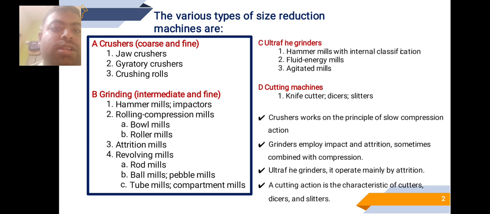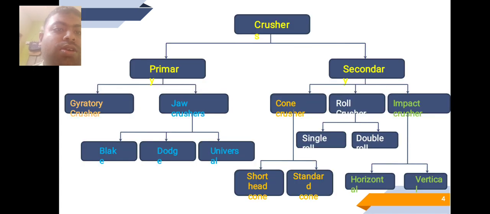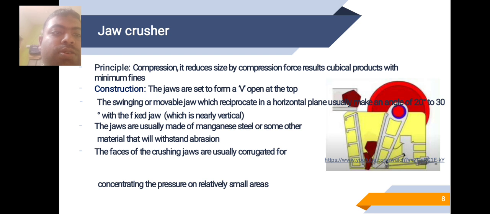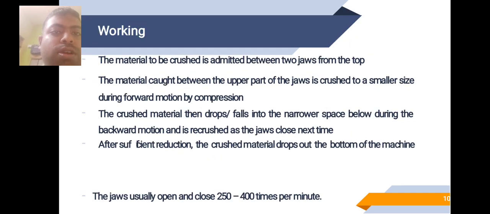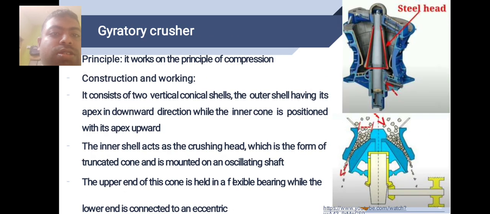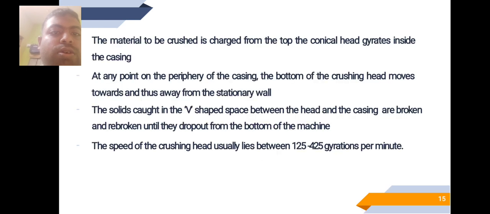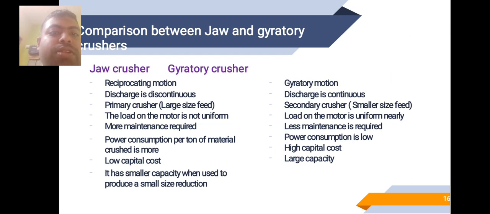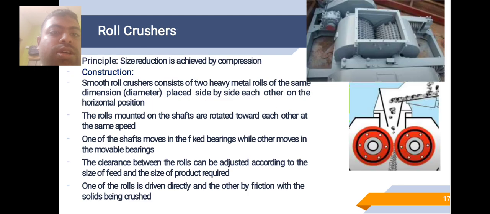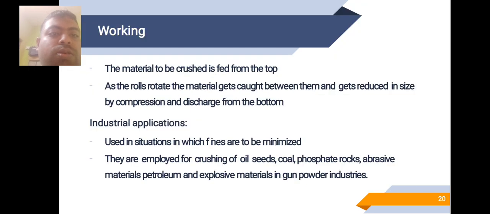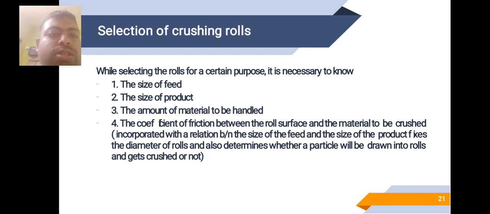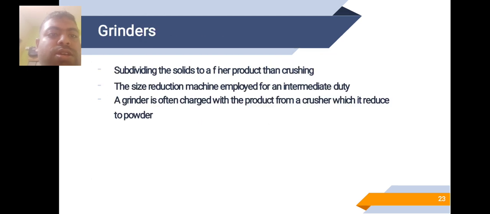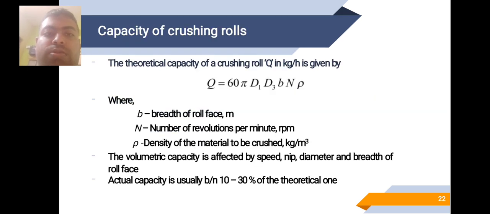These are the crushers and grinding machines. We covered what the different types of crushers are, what crushers are and their working principle, what the jaw crusher is and its working principle, and what the capacity of a jaw crusher is. We also covered what the gyratory crusher is, its working principle and features, the comparison between a jaw crusher and a gyratory crusher, what roller crushers are and how they work, how to select crushers for rolls, and the capacity of crushing rolls. These are the topics we have seen until now.